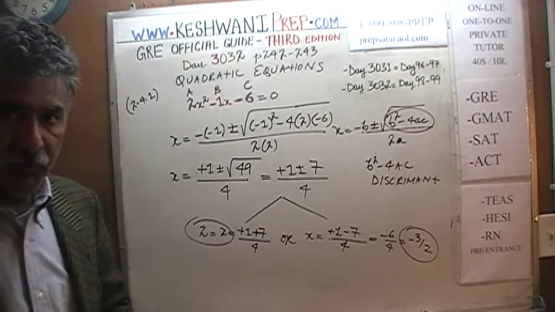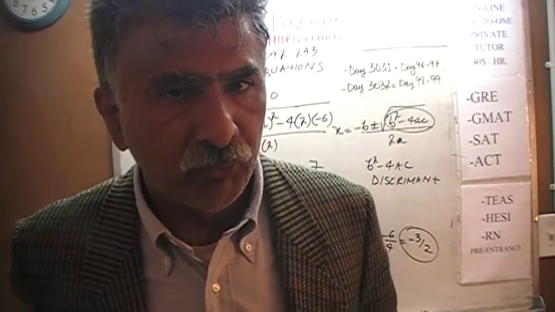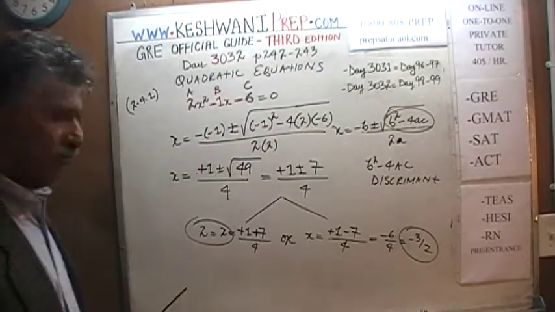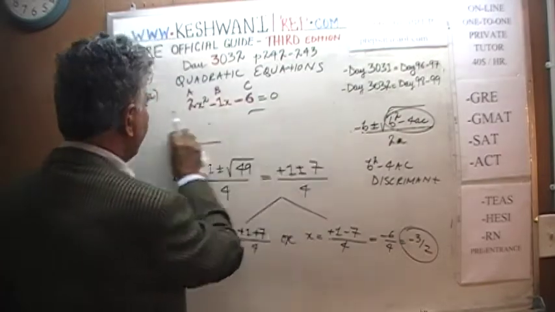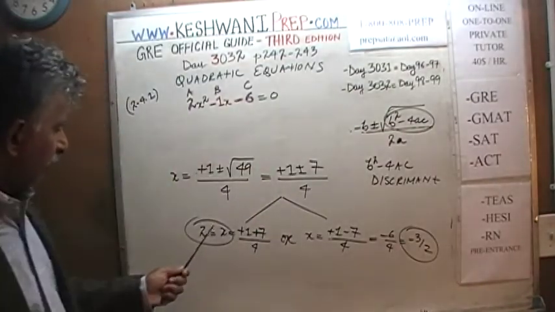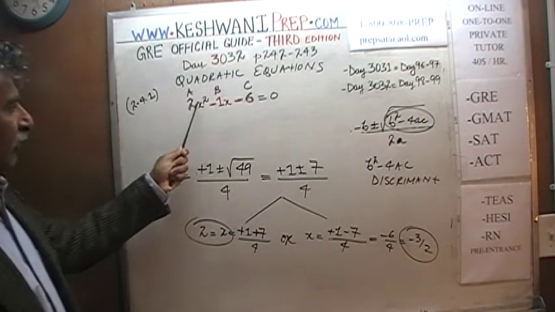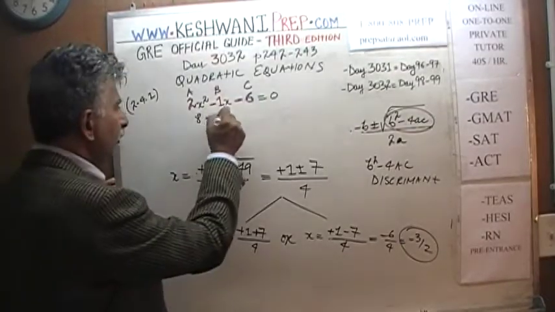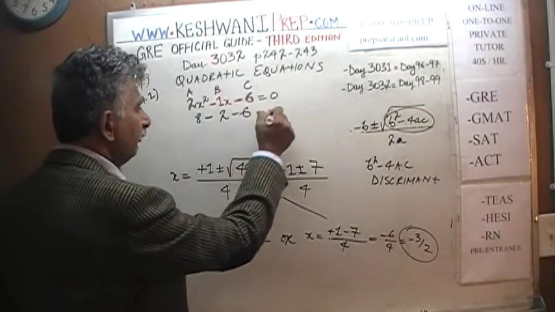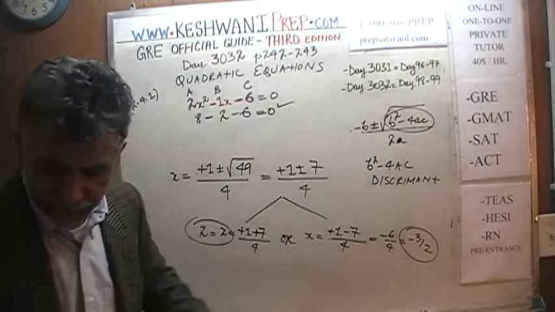And if you like, at this point it does not hurt to invest a few seconds to verify our answer, to make sure that we have the right solution. We could very easily verify. It doesn't take that long. Let's verify it up here. It only takes a few seconds. Let's first verify the value of 2, see if it works. So 2 squared is 4, 4 times 2 is 8, minus x, which is 2, and minus 6. There you go, it equals 0, it verifies. Very simple. Let's verify negative 3 halves.